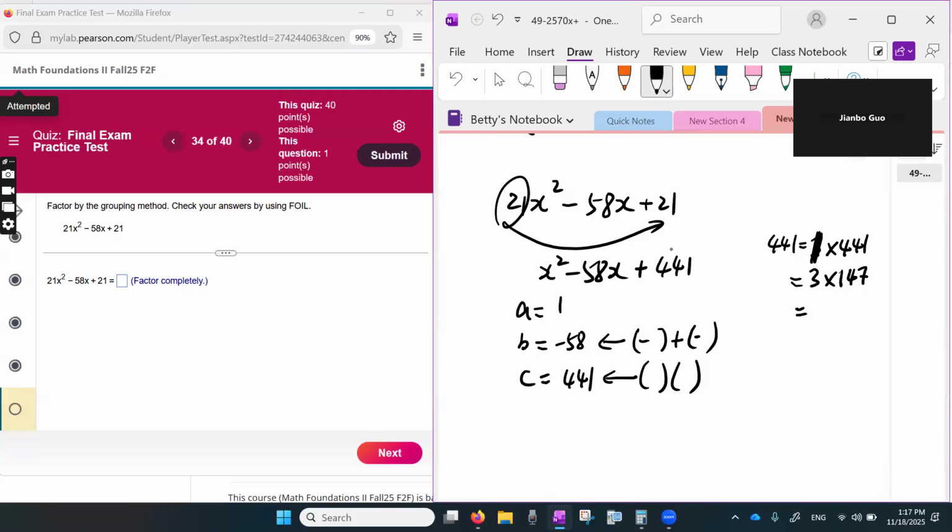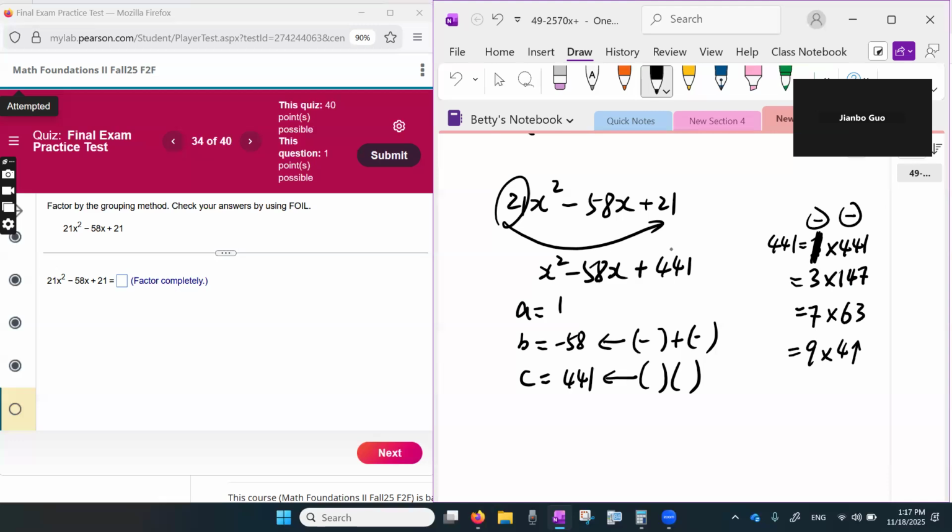And you know the two numbers need to add up to nearly 58. So those, we know it's not going to work. 5 doesn't work, 6 doesn't work, 7 times 63. And 9 times 49. Here we go. Found it.